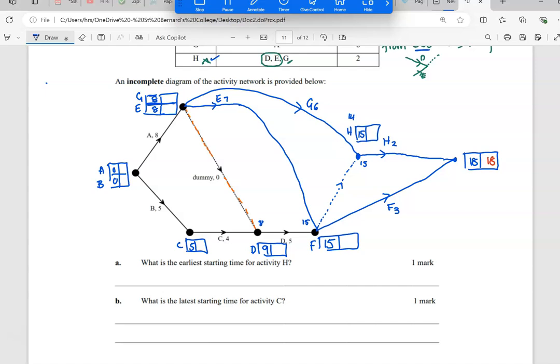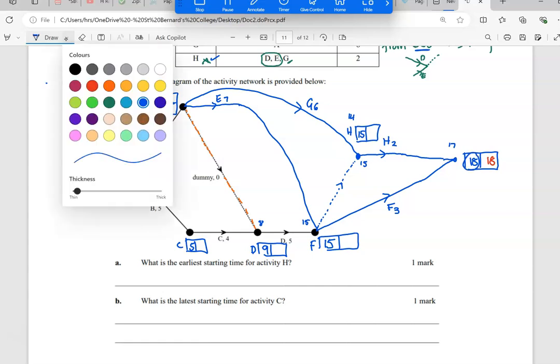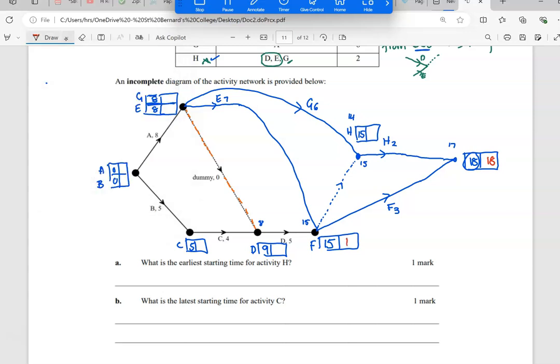Now 15 plus 2 would have been 17. Now 15 plus 3 is 18, and that's where the 18 came from. So then we go backwards. 18 via F would be 15. Now if I go back, 18 minus 2 would be 16.